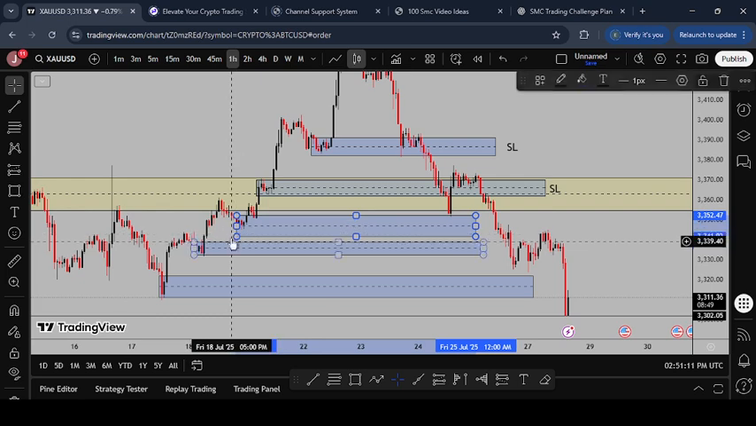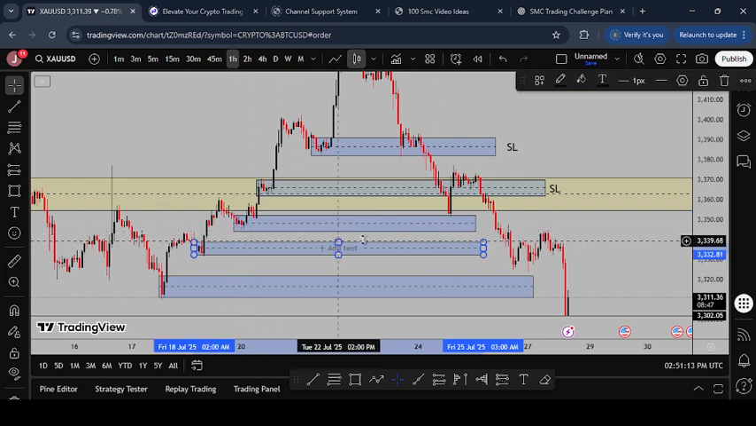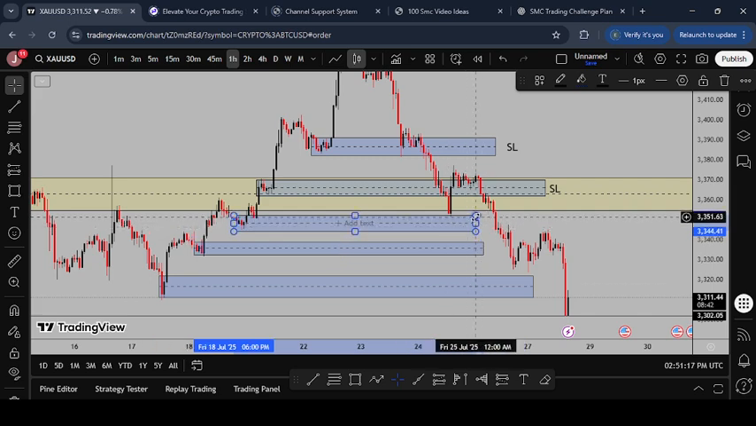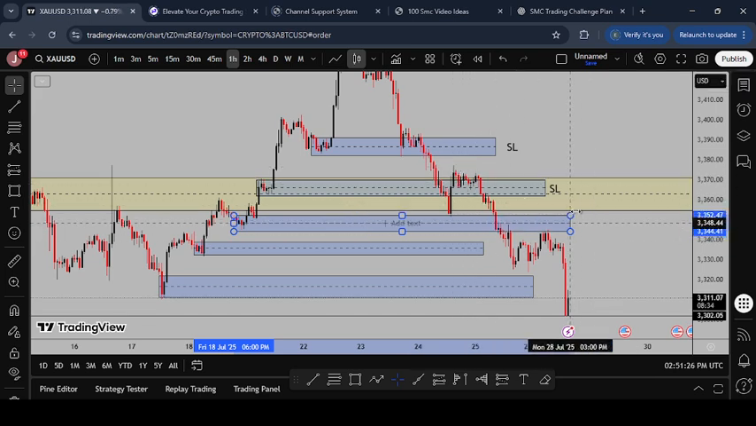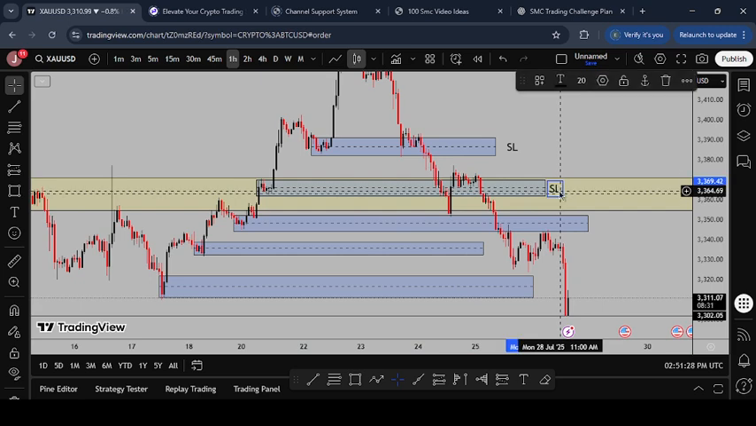Then they come to this demand again, and they put their trade entry. Then maybe this one triggers now. If you look at this demand, it triggered, it rejected price to the upside. They'll be like, oh, gold is buying. Massive profit on gold. But what happened? Gold still came back to their SL.